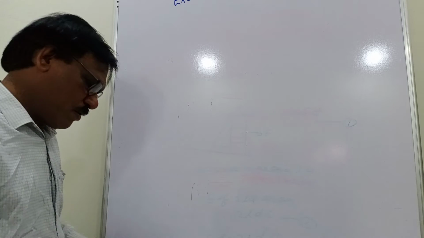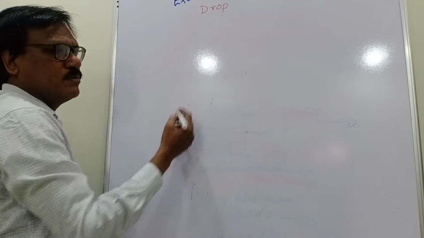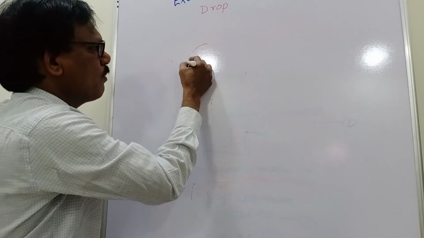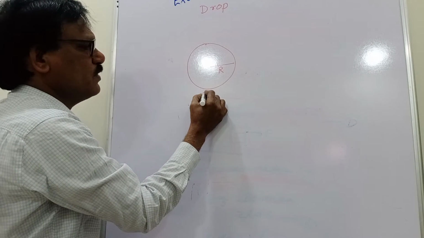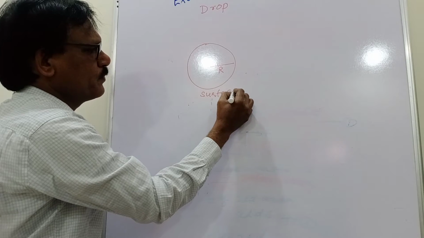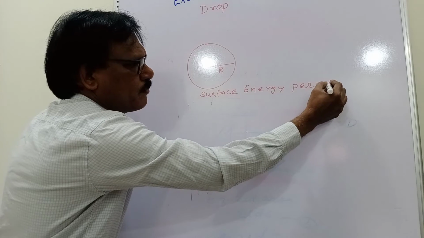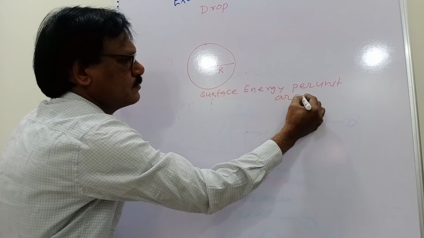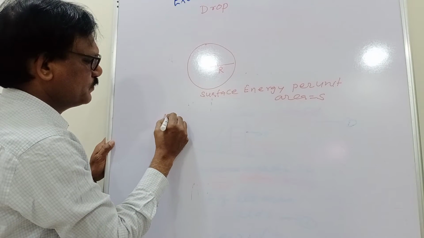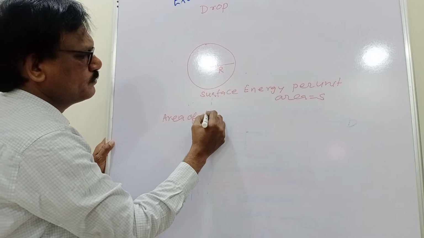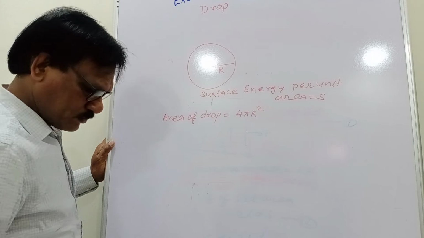Here in this case, the excess pressure inside a drop. So what is the excess pressure inside a drop? Let us consider one drop having radius r and surface energy per unit area is S. So the area of the sphere, the area of the drop, is 4 pi r square.